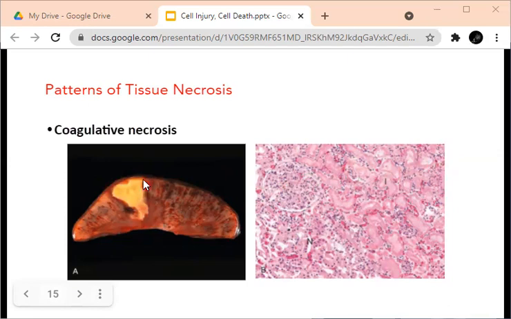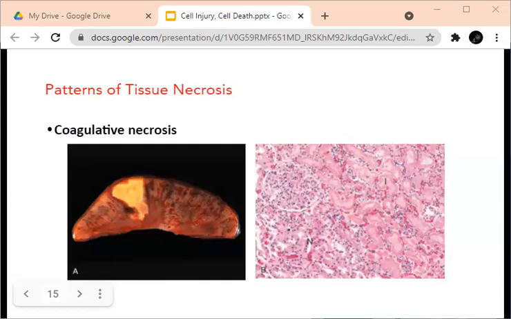And this is an example. In the gross specimen, you can see a localized area of coagulative necrosis, which is usually wedge shaped in the kidney. This is it. So wedge shaped, and this is called an infarct. So again, in coagulative necrosis the architecture is preserved. However, the cells are necrosed, dead cells. That's the first pattern.